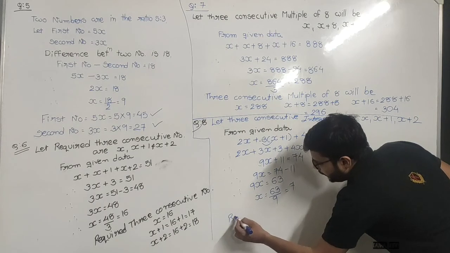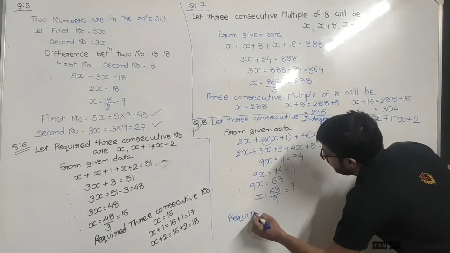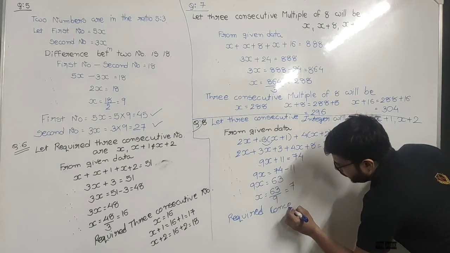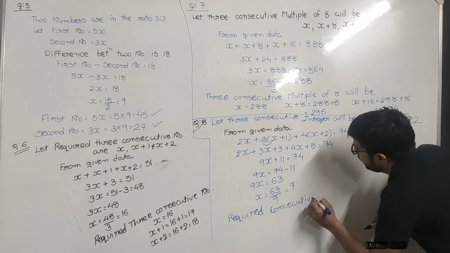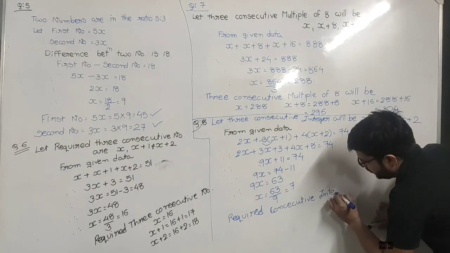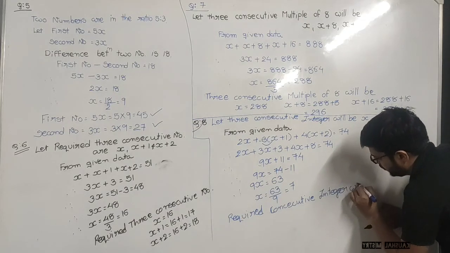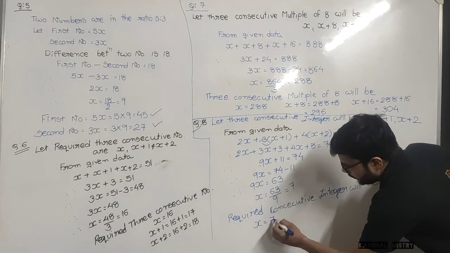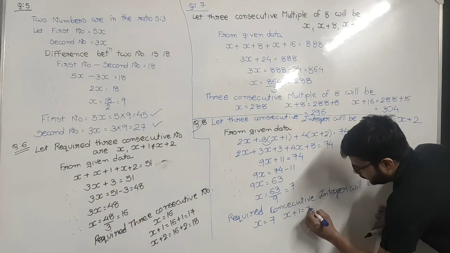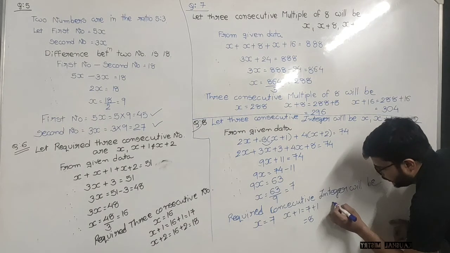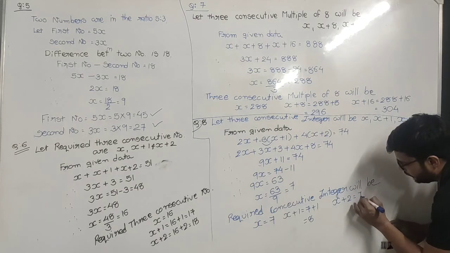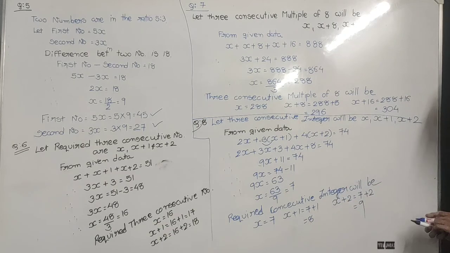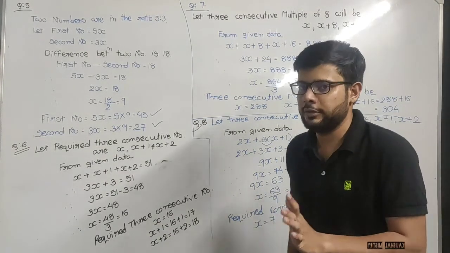So the required consecutive integers will be x, that is 7, x plus 1 is equal to 7 plus 1, that is 8, and x plus 2 is equal to 7 plus 2, that is 9. So the 3 consecutive integers are 7, 8 and 9, right?